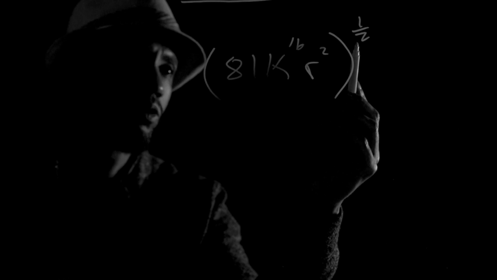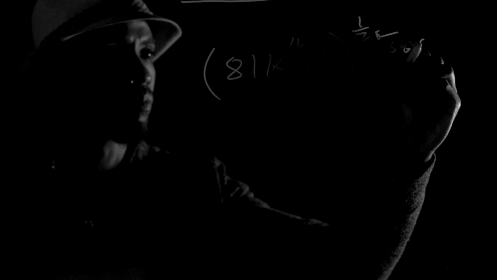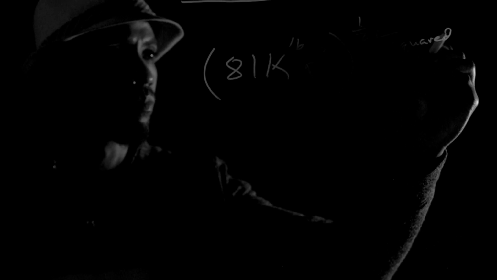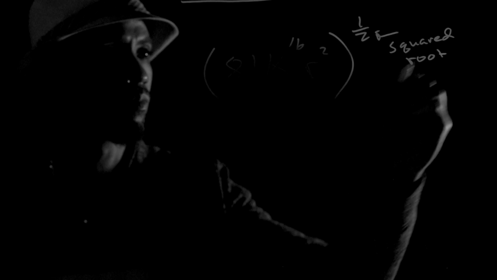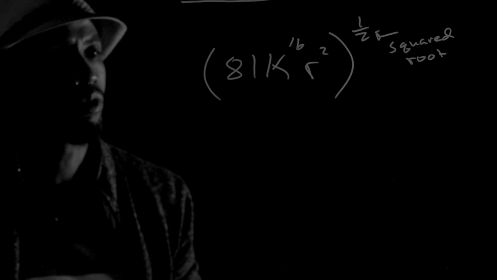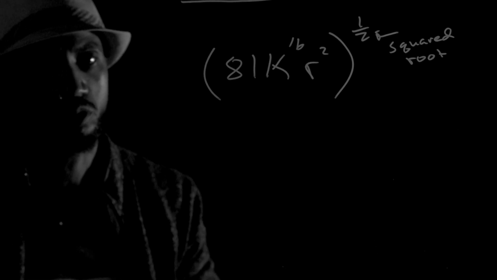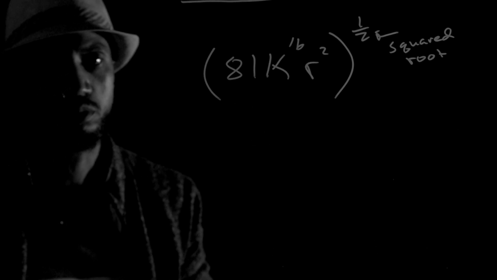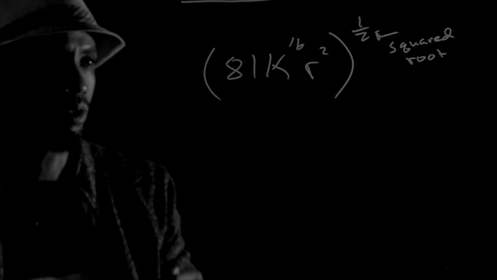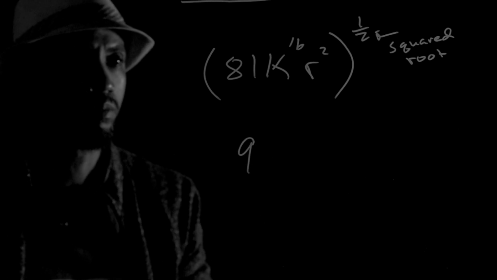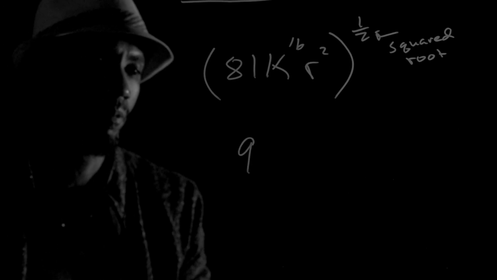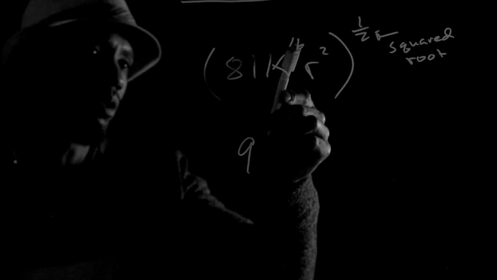Well, this too represents, basically in this situation, square root. Okay, so the question is, what number times itself twice equals 81? Basically the square root of 81, which is 9. Okay, great, we got that far. Okay, well, let's deal with our exponents.